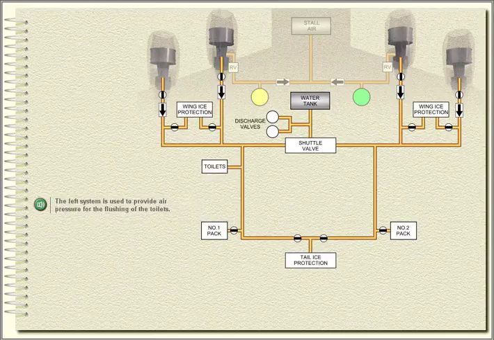Ice protection for each wing is supplied by one or both engines on that wing. Air is supplied to the tail from both the left and right systems. The left system is used to provide air pressure for the flushing of the toilets.